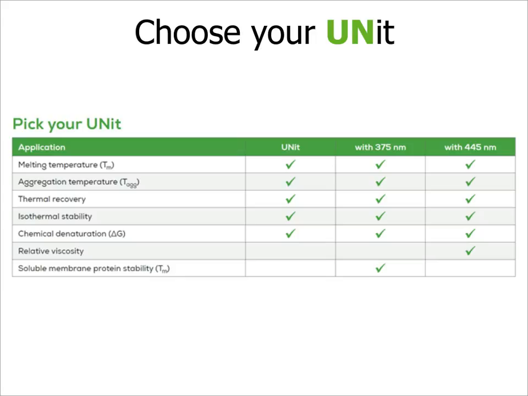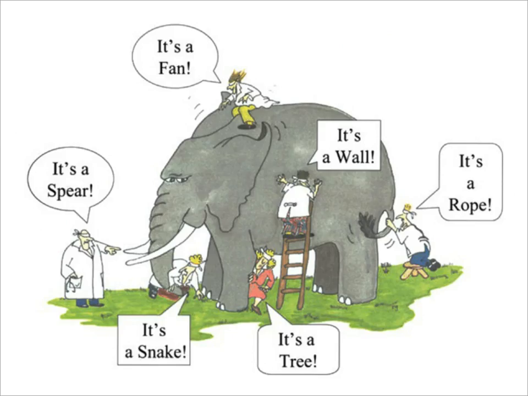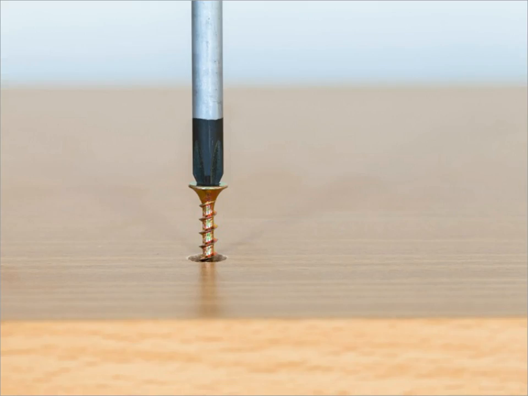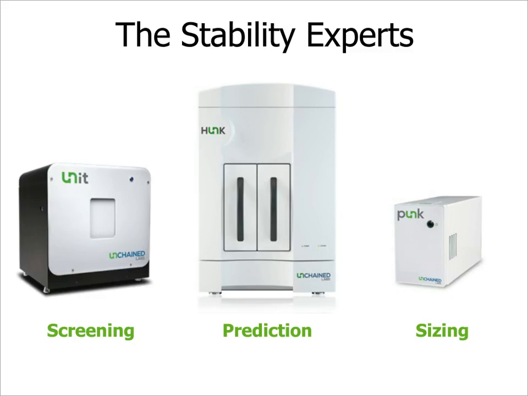And by looking at so many different types of protein stability, it allows you to build up a big picture of what your protein is doing. Rather than focusing on an individual small aspect of that protein, you're able to build up a bigger picture. And that's why we at Unchained Labs provide the right tools to do the right jobs. We provide tools that allow you to characterize protein stability in terms of screening, predicting aggregation, and determining size. And with that, I'd like to thank you all for listening and invite any questions.